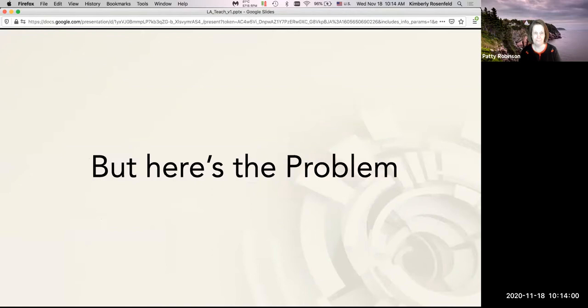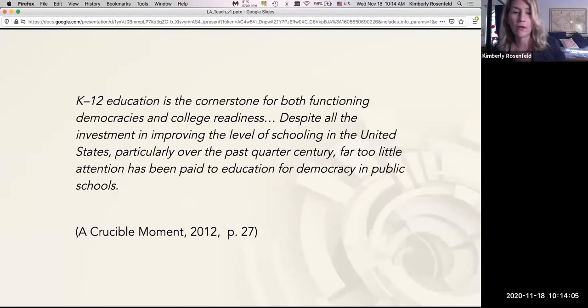But here's the problem. So this is what we're going to get into. I'm going to share a few quotes. The first one's from A Crucible Moment. K-12 education is the cornerstone of both functioning democracies and college readiness. Despite all the investment in improving the level of schooling in the United States, particularly over the past quarter century, far too little attention has been paid to education for democracy in public schools. And I think what they're getting at here is a lot of time that's relegated to a government or a civics class, and people equate it with voting and understanding how our government runs. And yes, that's all part of it. But civic engagement, civic literacy is far broader.